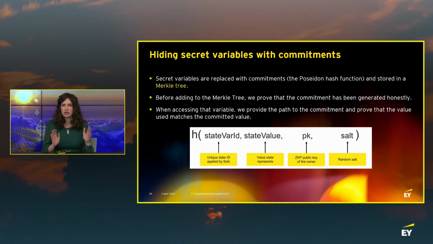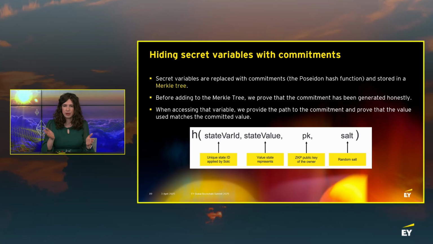How in Starlight do we hide our secret variables? The way we do this is we replace the secret variables on chain with commitments. Specifically, we use the Poseidon hash function to do our commitments. And these commitments are stored in the Merkle tree. But before adding to the Merkle tree, we have to prove that these commitments have been generated honestly and have followed the logic in the smart contract. And then say later we want to access that variable, we want to either read or write to it, we provide the path in the Merkle tree to that commitment, and then we just have to prove that the value that we're using actually matches the commitment stored in the Merkle tree.